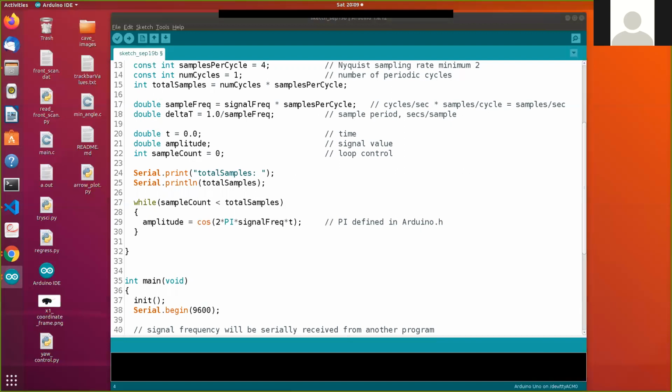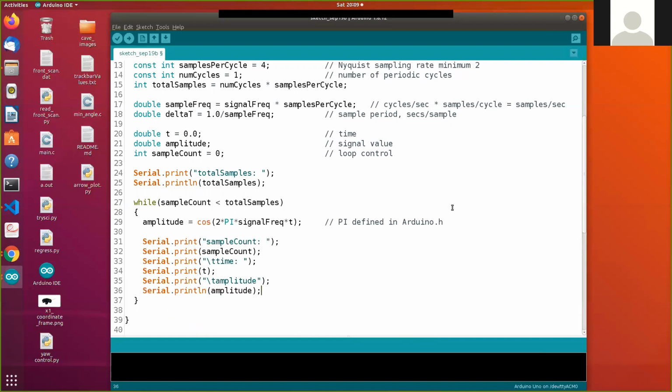Let's just go ahead then and print out some information. I pre-wrote this example so that you don't have to bear with me while I type everything by hand. Right. So we're going to print out the sample count. We're going to print out our value of time. Let's take a look at that as that goes along. We're also going to print out our amplitude.